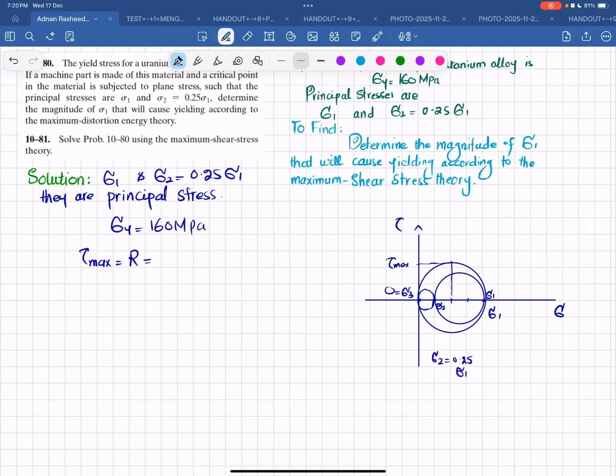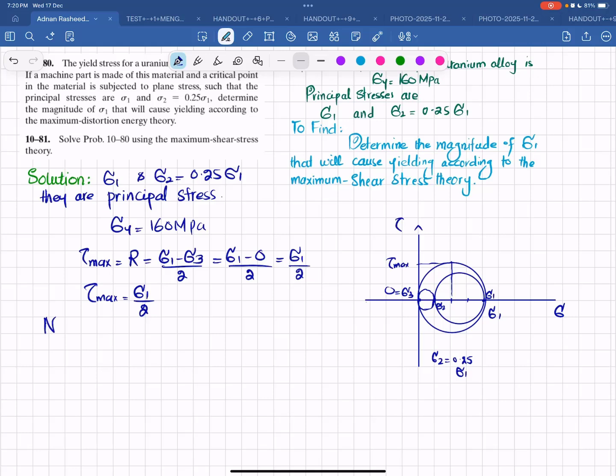Or you can also say that if you take this distance, from here, this is equal to sigma 1, and this point is sigma 3, which is equal to 0, divided by 2 will give you this radius. Clear? So I can write it as sigma 1 minus sigma 3 divided by 2. So sigma 1 minus 0 divided by 2 will give you sigma 1 divided by 2. So the maximum shear stress that we will get is equal to sigma 1 divided by 2.